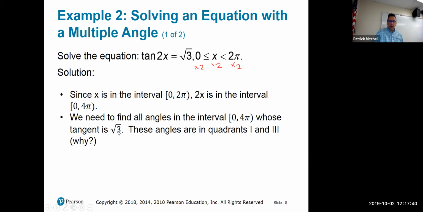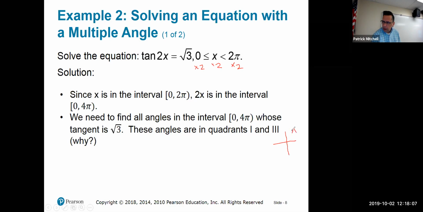So what we have to do is figure out all angles between 0 and 4 pi whose tangent is the square root of 3. So I put this little question in here. These mystery angles that we're looking for are going to be in quadrants 1 and 3. Do you know how I know they're in quadrants 1 and 3? Give you a hint. What class will you be taking after you take pre-calc? Well, you'll be taking calculus, right?